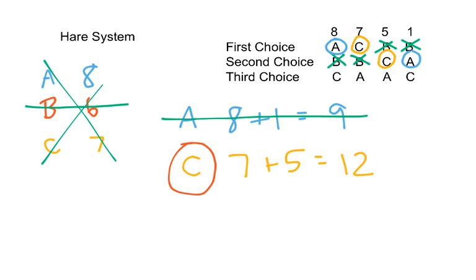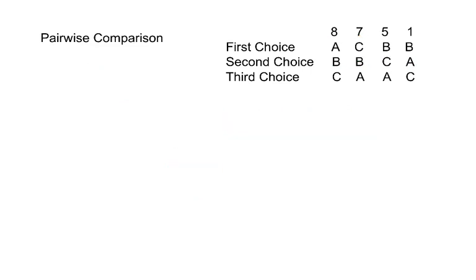Notice, we've used 3 different methods with the same preference list, and we've had 3 different winners. A won with the plurality method, B won with the Borda count, and C won with the Hare system. So choosing the method you're going to use to vote with before the votes are cast is extremely important.